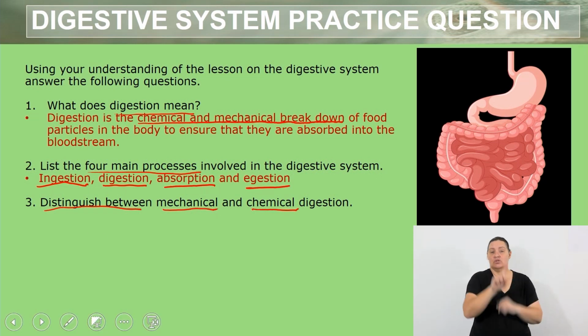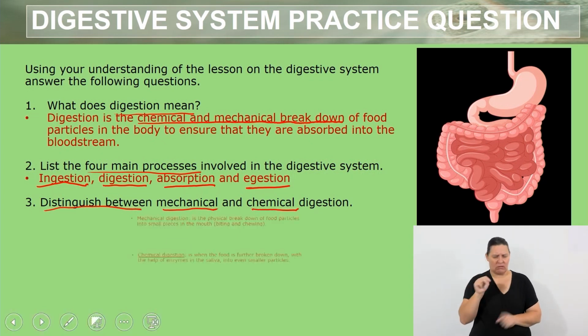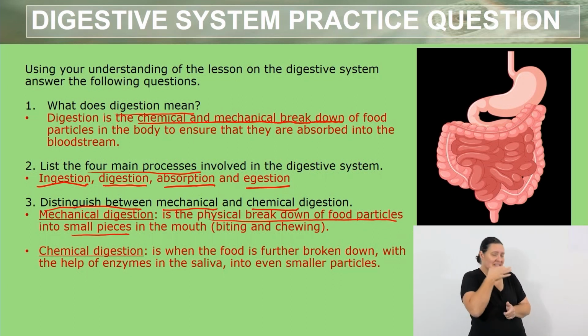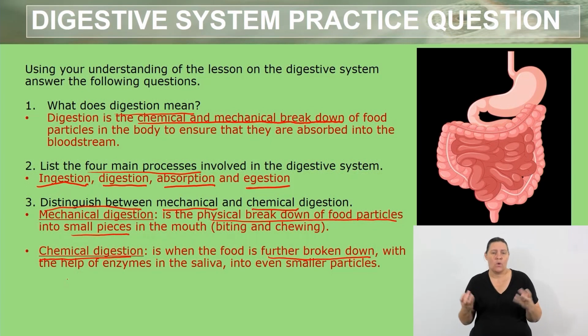And then our last question, we had to distinguish between mechanical and chemical digestion. So when we are speaking about mechanical, this is the physical breakdown of food particles into small pieces in the mouth. So this is done through biting and chewing. And then the second part is the chemical digestion, which is when food is further broken down with the help of enzymes in the saliva. And we must not forget the hydrochloric acid in the stomach and also the enzymes that are found in the stomach. So those things further break down the food particles into even smaller particles.